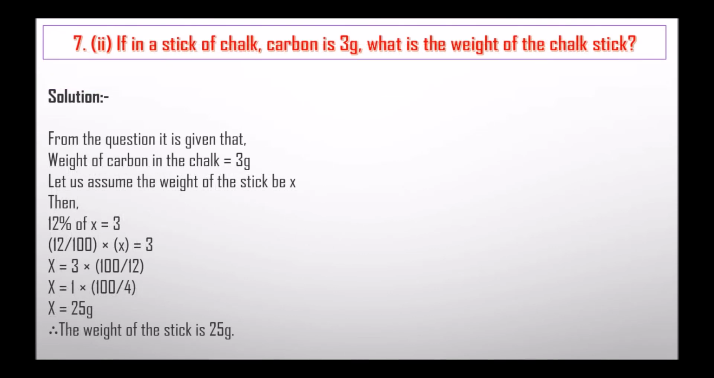If in a stick of chalk carbon is 3 gram, what is the weight of the chalk stick? Weight of carbon in the chalk is 3 gram. Let us assume the weight of the stick be x. So 12% of x equals 3. 12 upon 100 into x equals 3. So x equals 3 into 100 upon 12. So x equals 1 into 100 upon 4, that is x equals 25 gram. The weight of the stick is 25 gram.